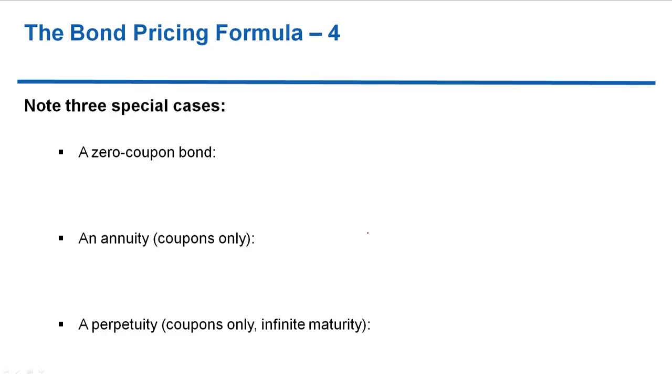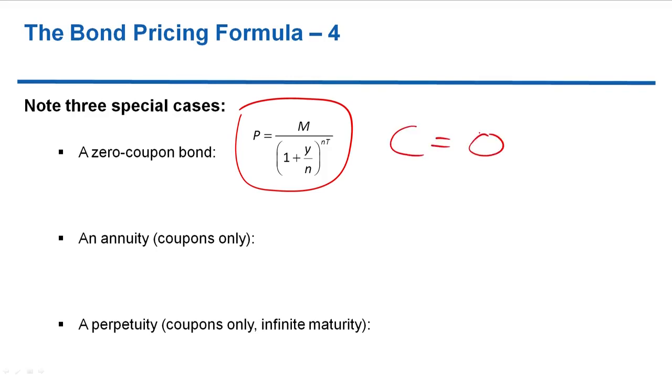In the case of a zero coupon bond, the bond doesn't pay any coupon at all, and therefore the bond pricing formula simply consists of the principal amount discounted back to present. So all the components that included the present discounted value of the coupons drop out, right? Because in this case C is equal to 0.